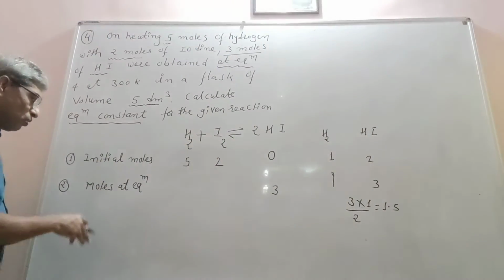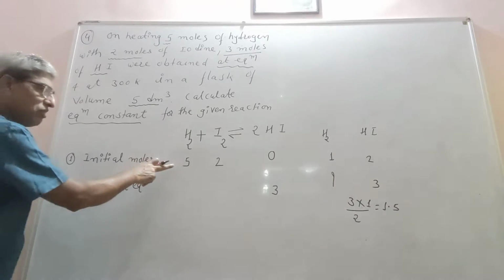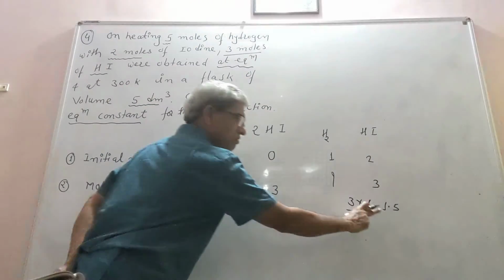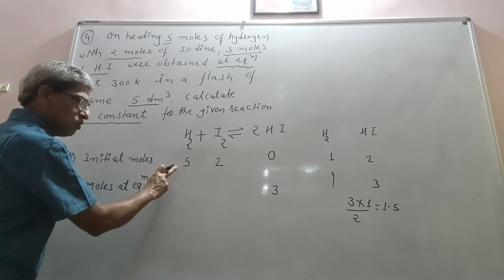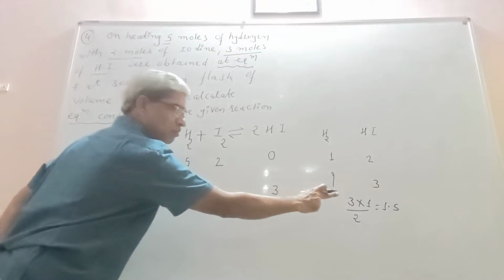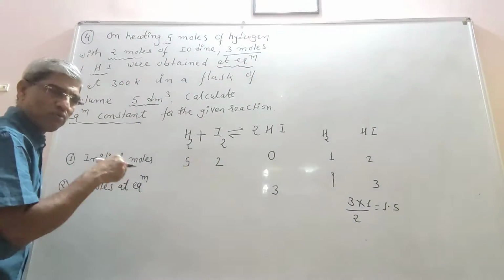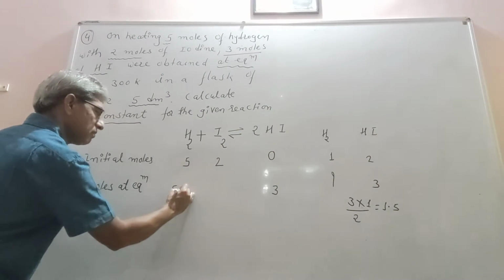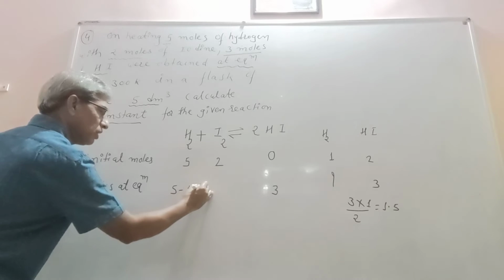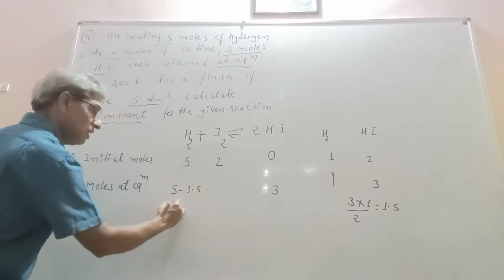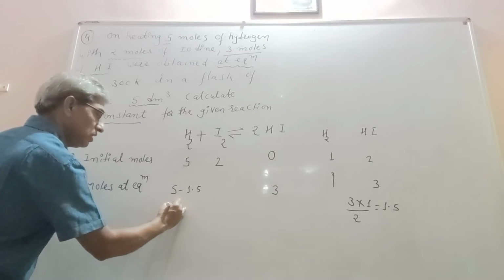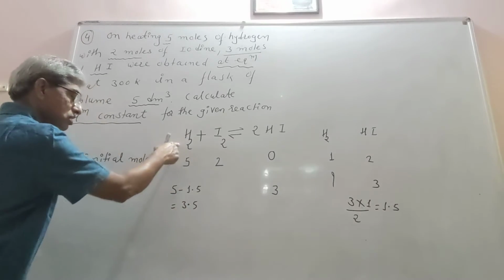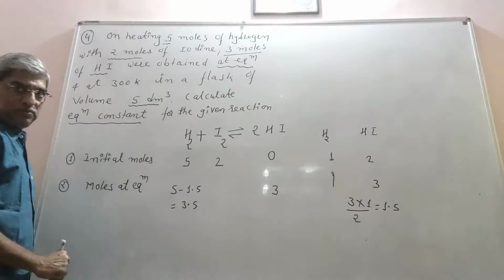Then left moles, how many? We have taken initial moles 5. Initial moles are 5, reacted moles are 1.5. Therefore, left moles: 5 minus 1.5, and this is equal to 3.5. Left moles of H2 are 3.5.